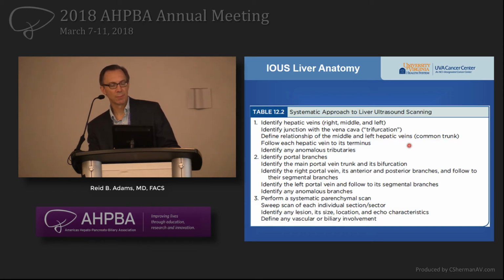And again, this is just a written out version of this, but as I said, most of us do this by beginning with the hepatic vein. So we'll scan at the superior surface of the liver first, identify the hepatic veins, then we'll identify the portal structures. That allows you to really understand all of your segmental anatomy. And then finally, the last part is doing a systematic scan of the parenchyma to make sure that you've seen any parenchymal lesions in all of the segments.